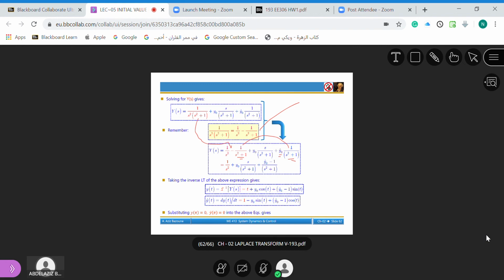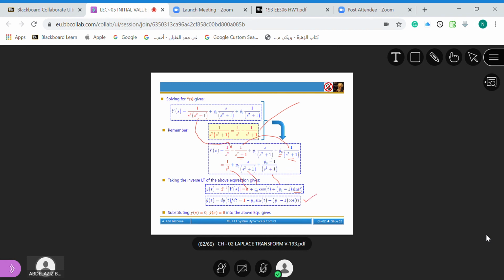So now if I take, guys, the inverse Laplace transform, this one will give me t. This one will give me y0 cosine t. And this one will give me y dot 0 minus 1 times sine t. Now I take the derivative, y prime. It will be 1 minus y0 sine t plus y dot 0 minus 1 cosine t.